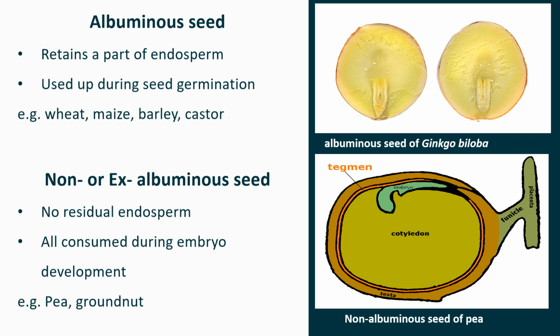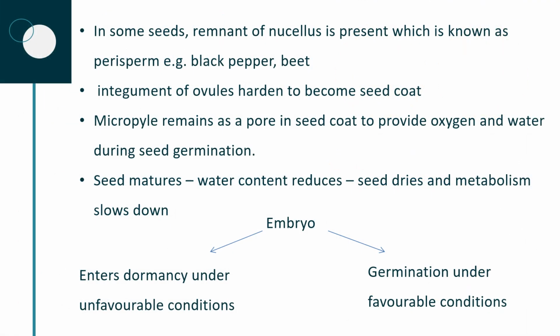An albuminous seed will have a part of the endosperm retained within it, which is used up during germination of the seed, as observed in the seeds of wheat, maize, barley, castor and Ginkgo biloba. Non-albuminous or exalbuminous seeds will have no residual endosperm, and all of it is consumed during the development of the embryo, as observed in pea and groundnut. In some seeds like black pepper and beet, the remnant of the nucellus is retained, which is known as perisperm.